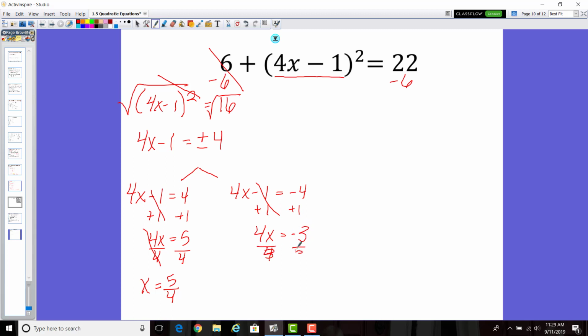Oops, sorry, that should be a 4. So x equals negative 3/4. Here's my two solutions.